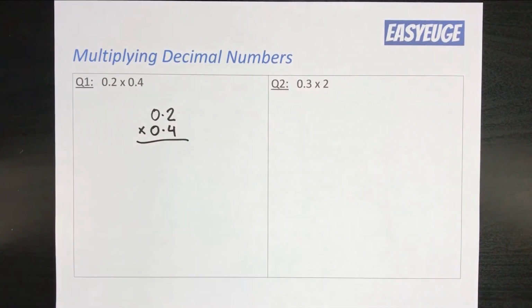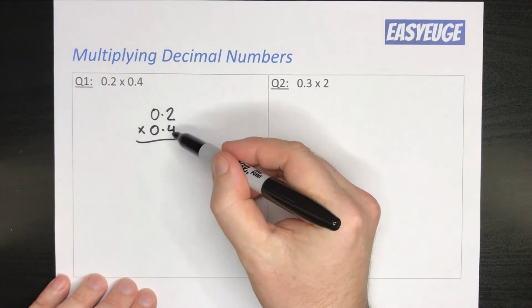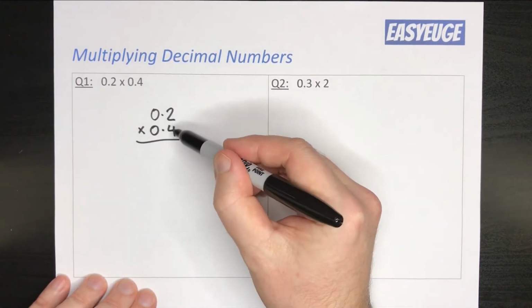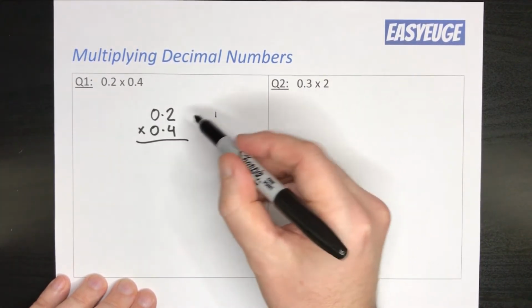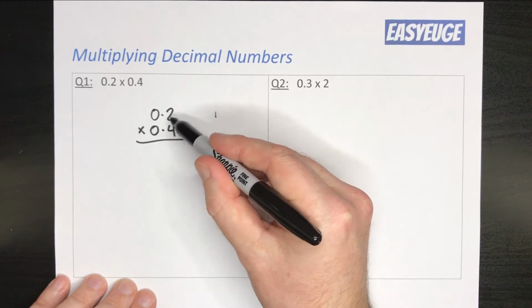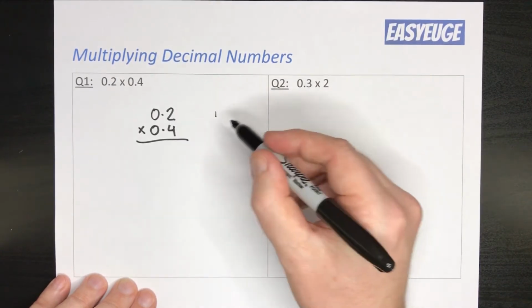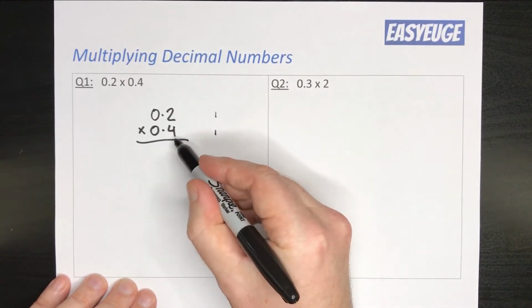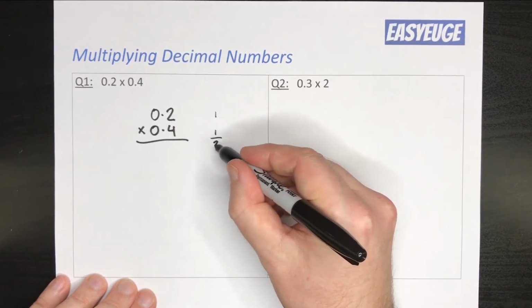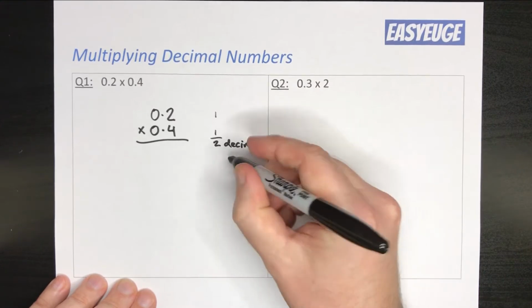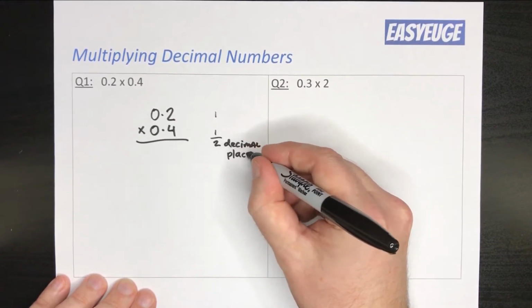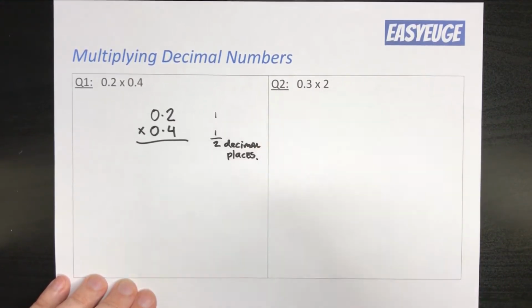So the trick to multiplying decimals, before you even start, let's count the number of decimal places in each of these two numbers. So 0.2 has one decimal place, that's it there, that's the 2. And 0.4 has another one decimal place. So there's a total of 2 decimal places. Okay, and we're going to remember that for the end of this calculation.